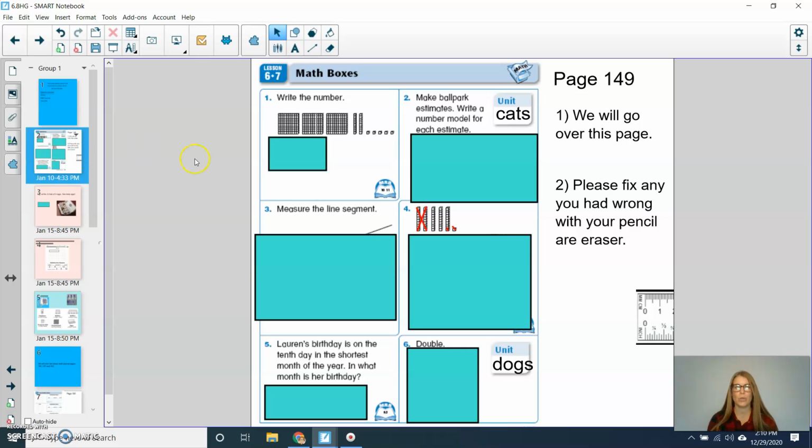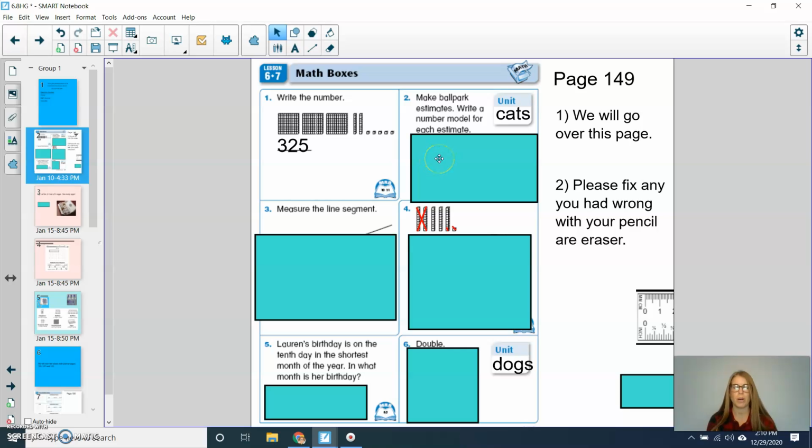The first thing that we're going to do is go over our math boxes from the previous lesson. So open up your math journal to page 149. If you notice that you have any mistakes, please fix those with your pencil and eraser. For the first question, write the numbers. I can see I have 3 flats, which stands for 300. I have 2 longs, which stands for 20. And I have 5 ones, giving me my number of 325.